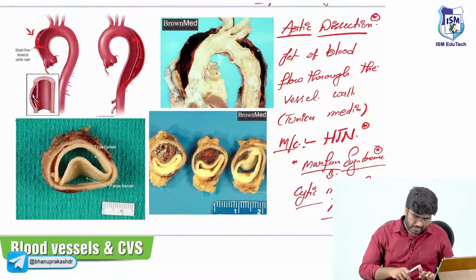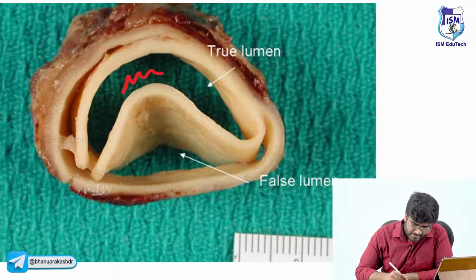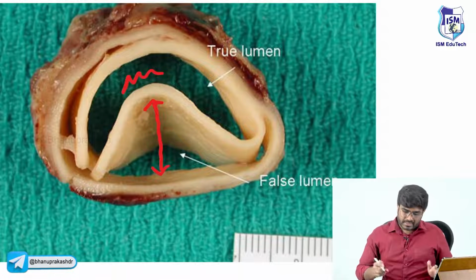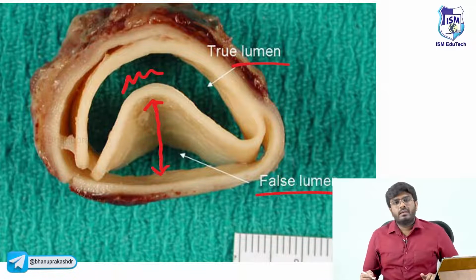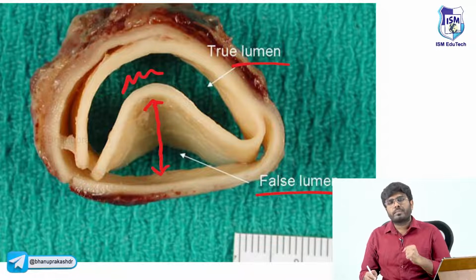So you can very clearly see here, this is the true lumen. There is a true lumen, and here is a false lumen. The blood vessel wall is getting split into two parts. There is a false lumen and a true lumen. Just by looking at this, you can understand what's the problem with aortic dissection. Because of this, the patency of the lumen is going to be narrowed.